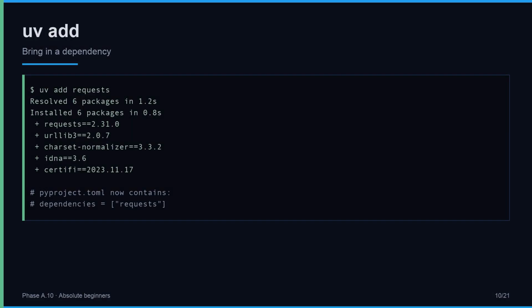Once per project, uv add is how you bring in a dependency. uv resolves the package and everything it depends on, transitive dependencies included, installs them into .venv, and writes the new requirement into pyproject.toml. Notice that one add pulled in 5 packages, requests plus its 4 dependencies. You asked for requests, uv worked out the rest and recorded the exact versions in the lock file. 1 ask, 5 installs.